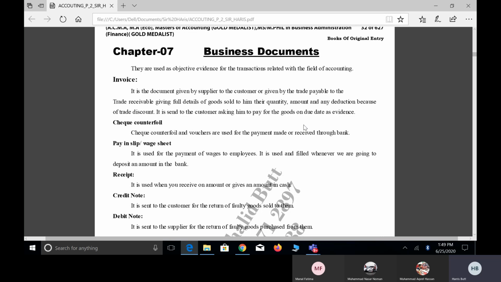So we will be discussing business documents today, and after completing this, we will move towards books of prime entry. We will complete our books of prime entry, and then we will move towards provision for doubtful debts, depreciation, bank reconciliation statement, control accounts, final accounts of sole trader, and then errors, incomplete records, non-profit ratios, partnership, manufacturing account. These are the topics which we need to study for our course.